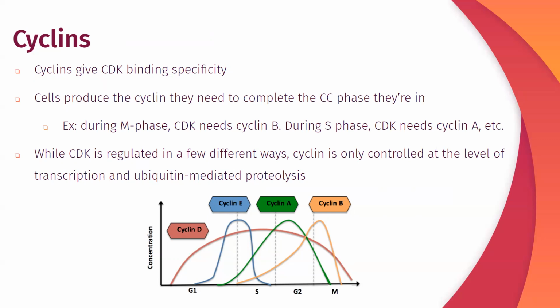And so during M phase, if CDK needs cyclin B to phosphorylate something or to activate something, then cyclin B will be expressed in a higher amount. And so cyclin can only be controlled at transcription levels and ubiquitin-mediated proteolysis, while CDK is more broadly regulated.